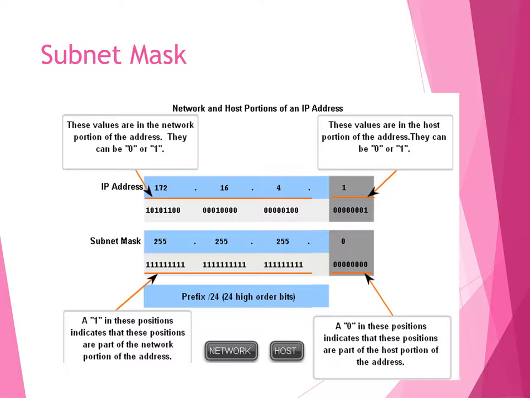The host portion of an IP address, these values are in the host portion of the address. They can be 0 or 1. IP address 172.16.4.1. 172 is converted into binary as 10101100, 16 is 00010000, 4 is equal to 00000100, and 1 is 00000001.